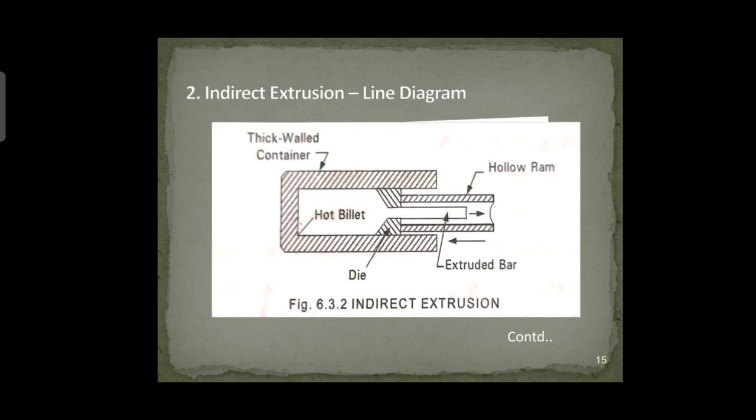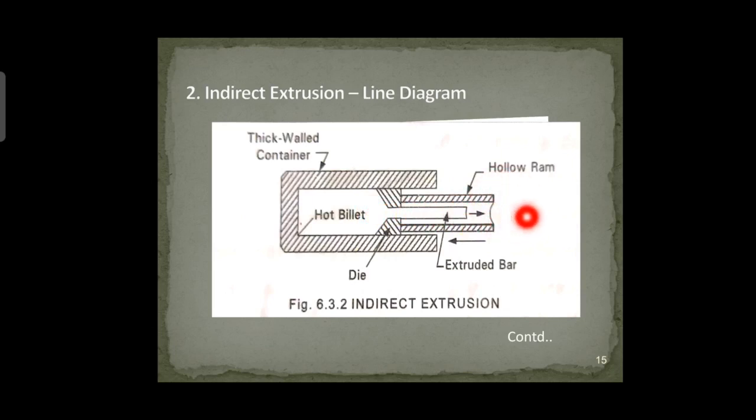Here in this indirect extrusion, the die is forced into the metal, so the product emerges in the direction completely opposite to the ram. The direction opposite to the ram, it will come outside. You can see this is the extruded bar. You can observe in the diagram the ram along with the die, it is forcing in this direction, and the metal is emerging in this way. So completely opposite in direction.